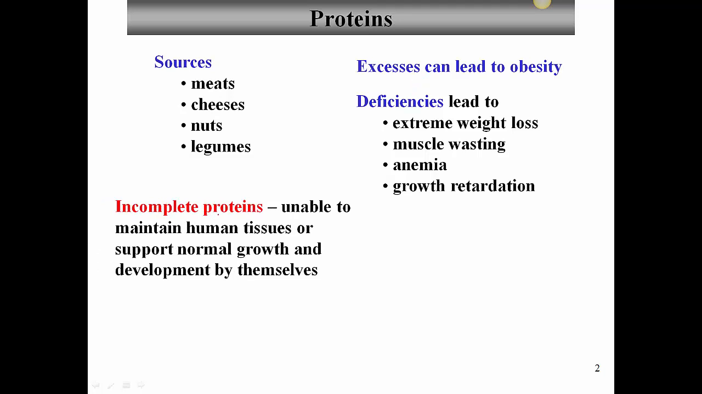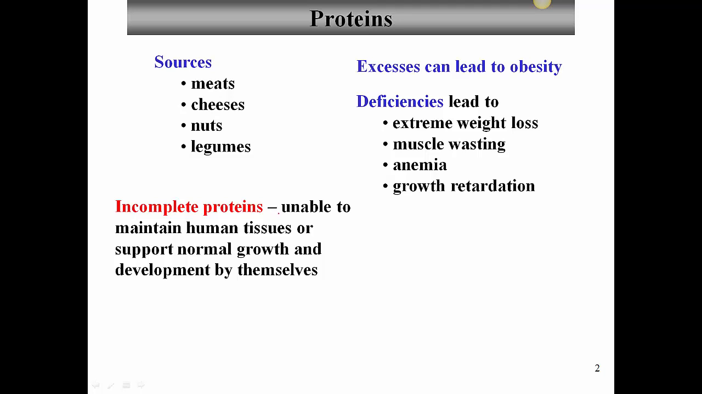Now we can classify proteins as either complete or incomplete proteins. Complete proteins, as you might guess from this definition of incomplete proteins, basically can support human tissues and normal growth all by themselves. However, incomplete proteins are unable to maintain human tissues. As an example, cereals have low levels of lysine. Grains usually have low levels of isoleucine and lysine. Legumes have low levels of methionine, tryptophan, cysteine. So certain grain products, legumes, cereals are low in certain amino acids.